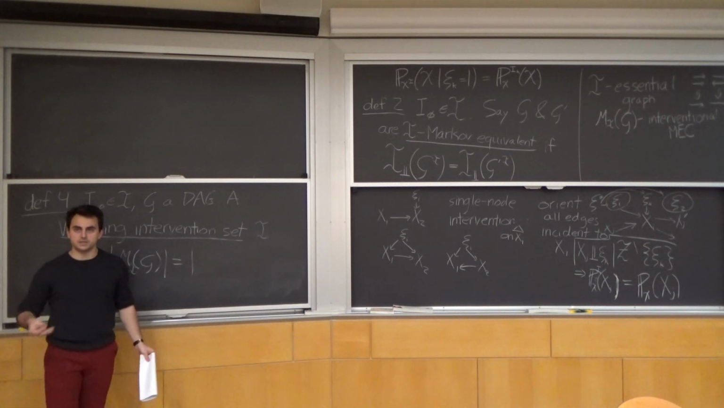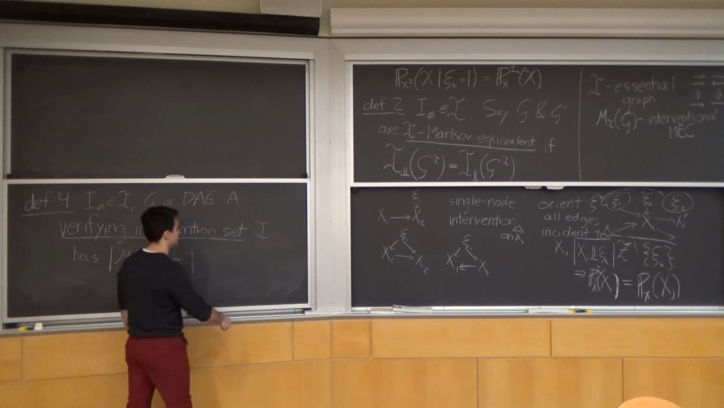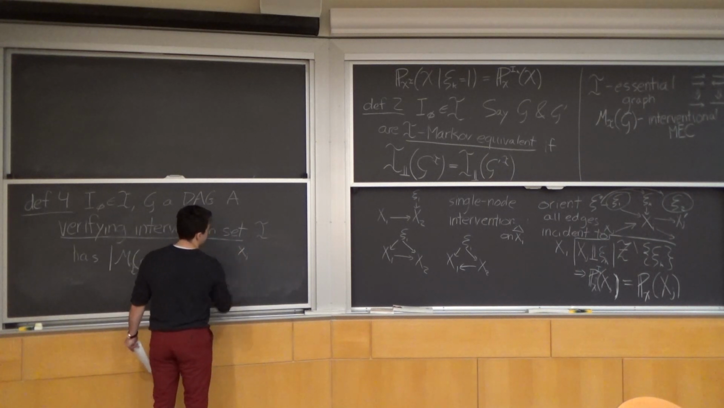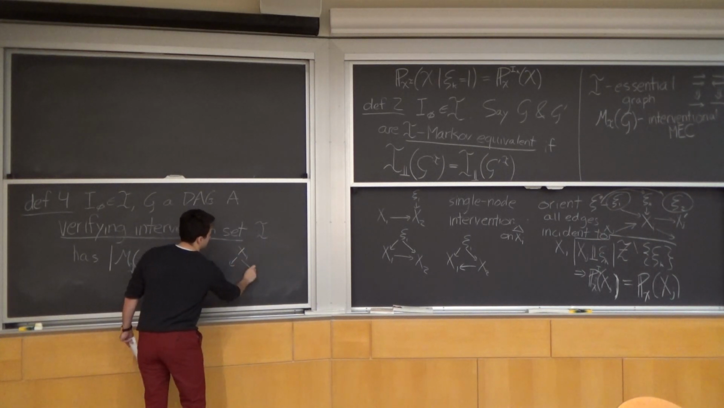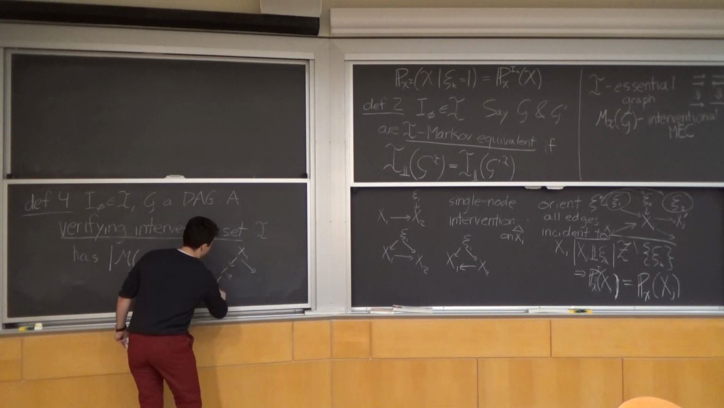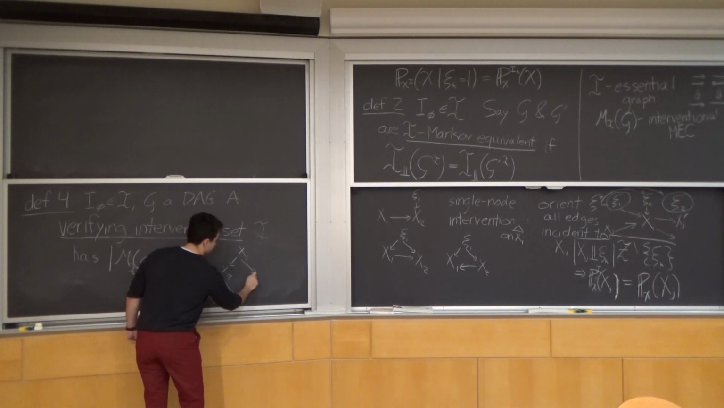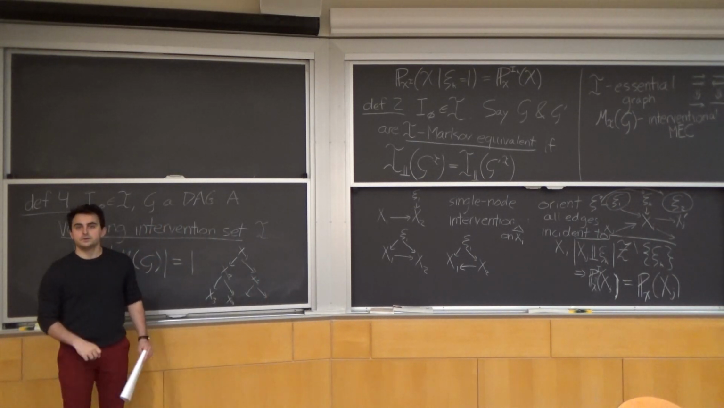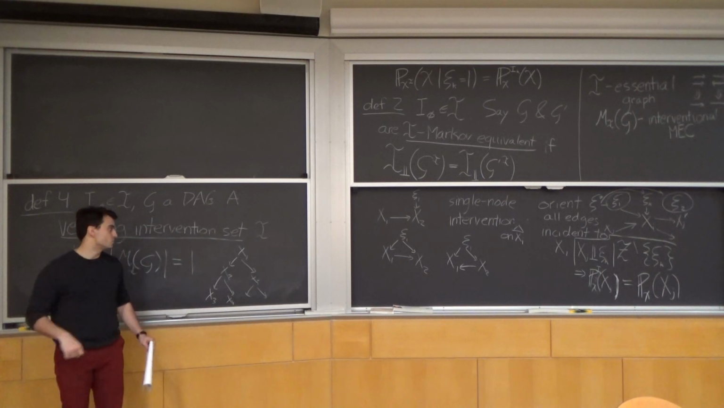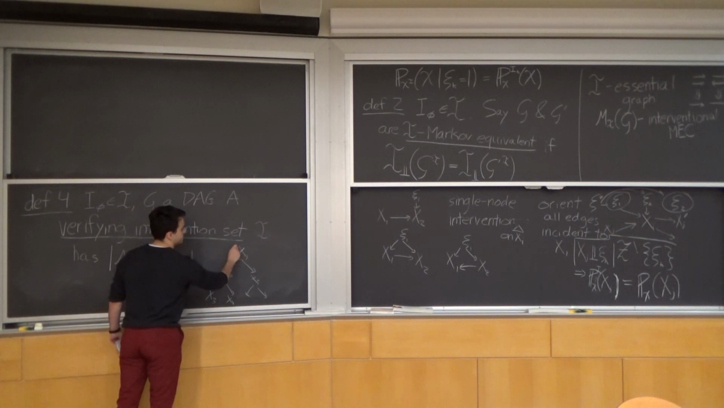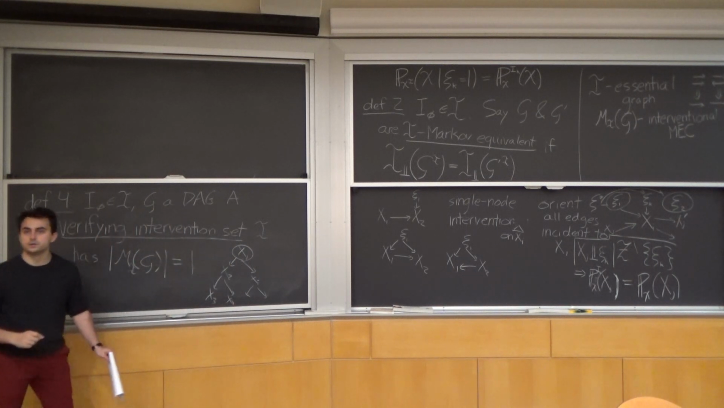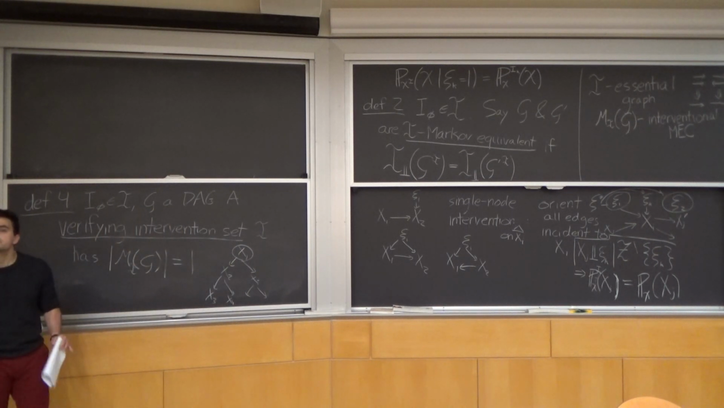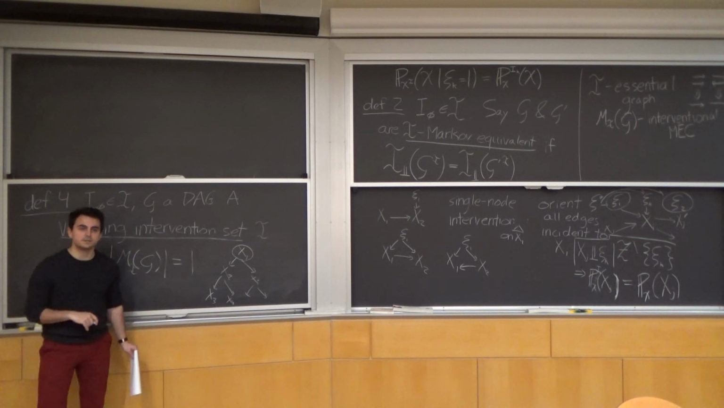And the canonical case of this would be a tree graph. So if we have a tree over some variables like this, same sort of thing on the other side, then a verifying intervention set is actually just the root node. That suffices to identify the graph. Do you all see why that is?